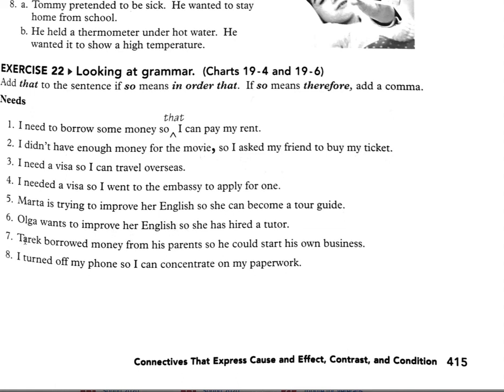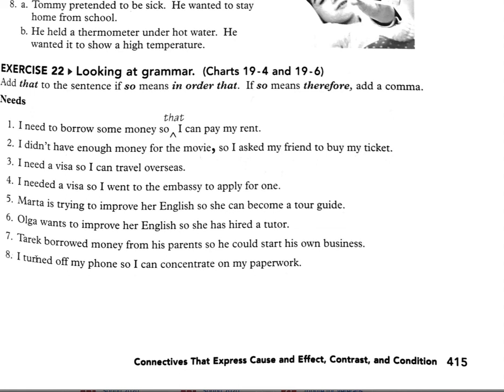Number 7. Tarek borrowed money from his parents so he could start his own business. So we look at this part. So he could start his own business. Is that a purpose or does it mean therefore? Tarek borrowed money from his parents so that he could start his own business. Okay? Because here it gives a purpose. Why did he borrow money? To start his business.